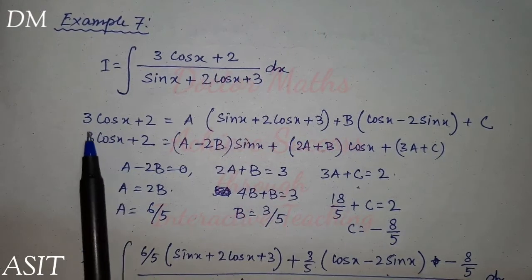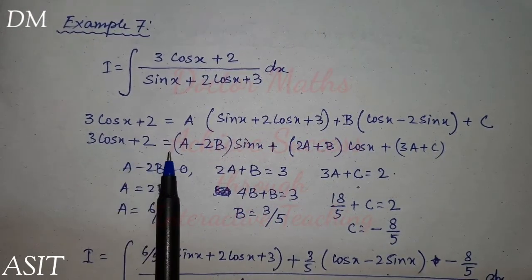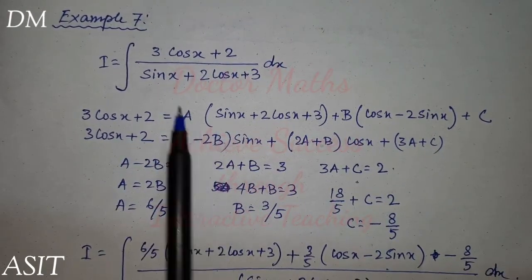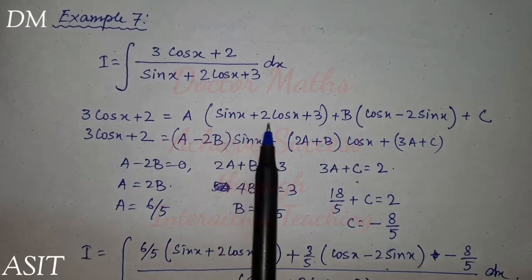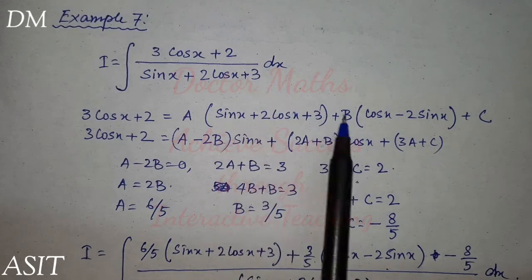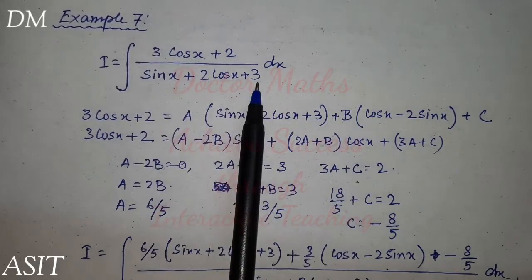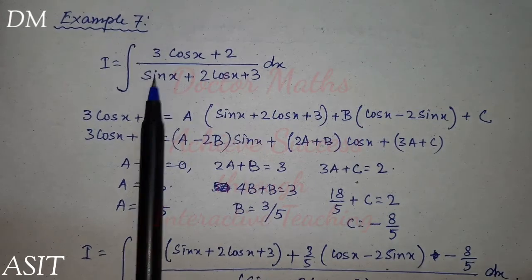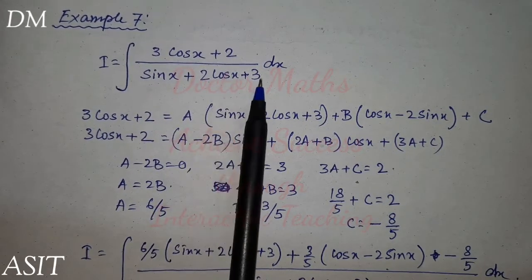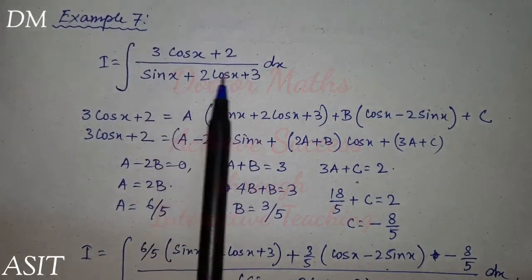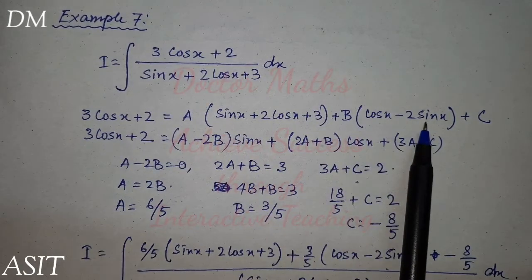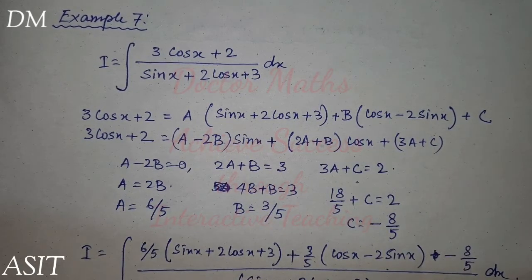So therefore 3 cos x plus 2 should be equal to a into the denominator, that is sin x plus 2 cos x plus 3, and b into the differentiation of the denominator. Now the differentiation of this denominator will be cos x minus 2 sin x plus 0, that is cos x minus 2 sin x, plus c.